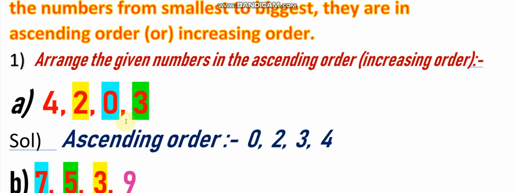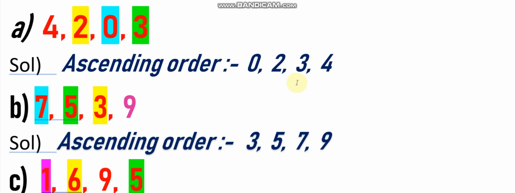Then remaining two numbers. What are they? 4 and 3. Which is the smallest number? You know very well. 3 is the smallest number. Write 3. Write off 2. Then what is the last number? 4. Write here 4 at last. It is the ascending order from small to big. 0, 2, 3, 4.